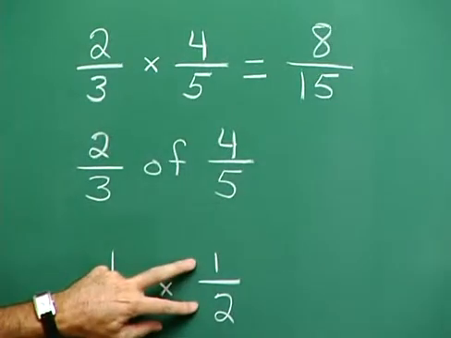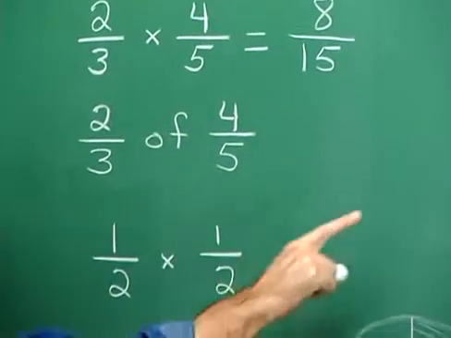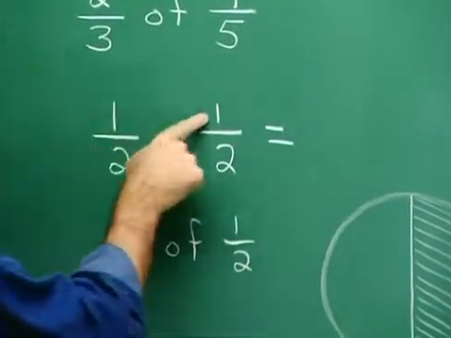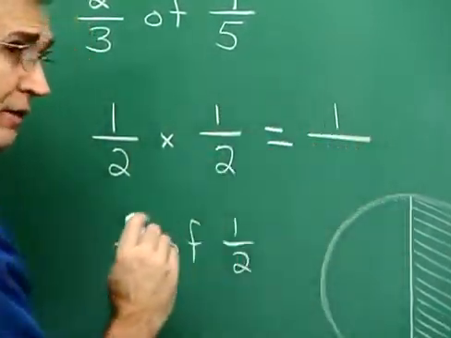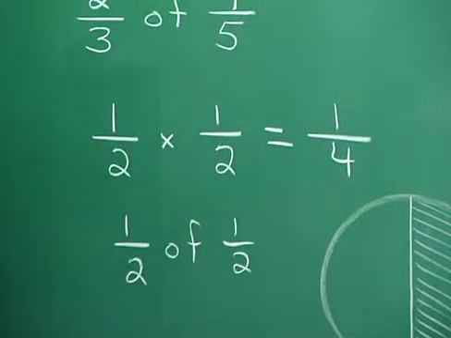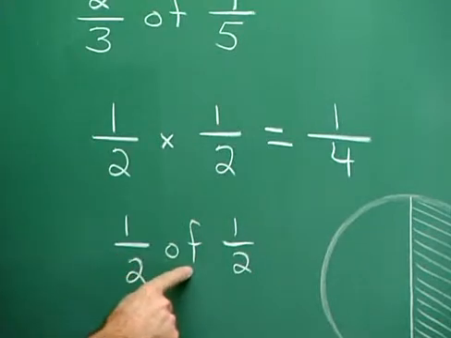1/2 times 1/2. Now remember again, it's numerators times numerators, denominators times denominators, so we multiply straight across. 1 times 1, 1 for the numerator of the answer. 2 times 2, 4 for the denominator of the answer. So 1/2 times 1/2 is 1/4. And we can think of this as 1/2 of a half.